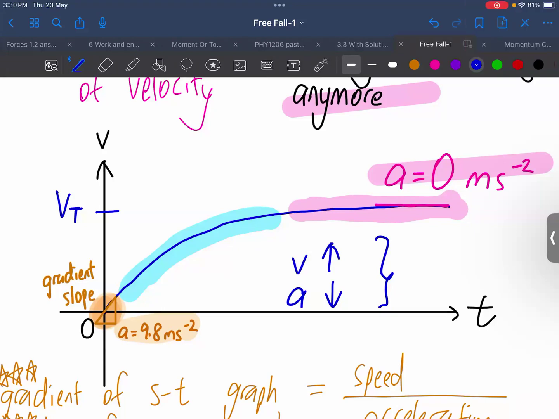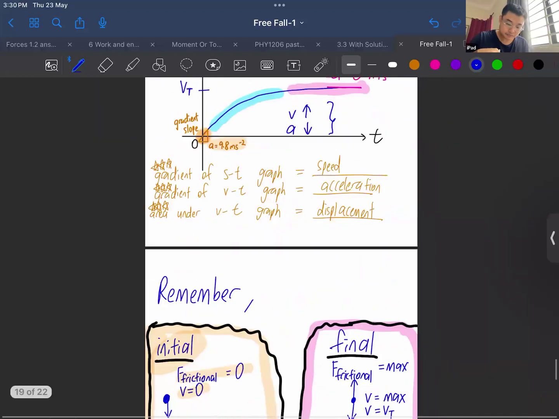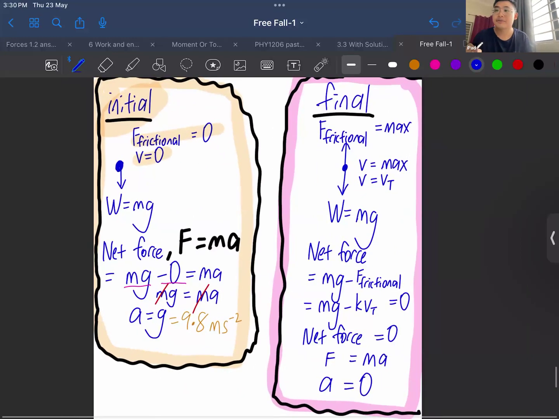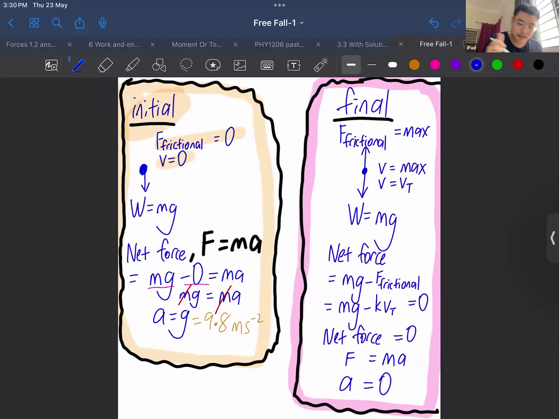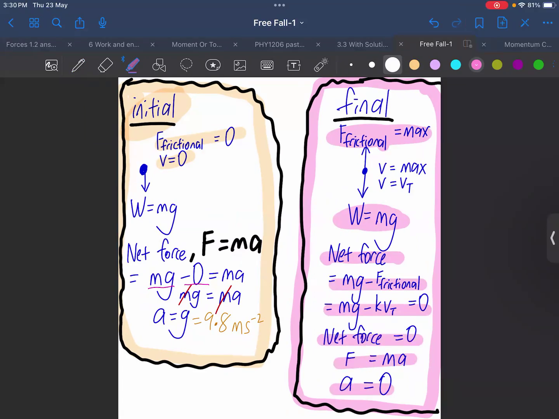Okay, so now have a look at this. Hopefully you still remember what's going on in the pink color there. In the pink color there, your frictional force is already maximum, and then the frictional force will exactly balance the weight. So that's why your net force is simply 0. And then when your net force is 0, your acceleration is 0. Okay.